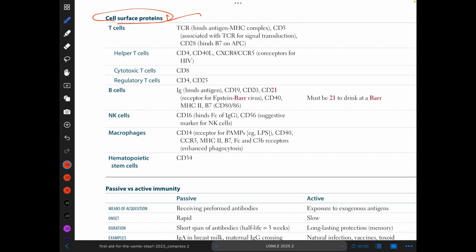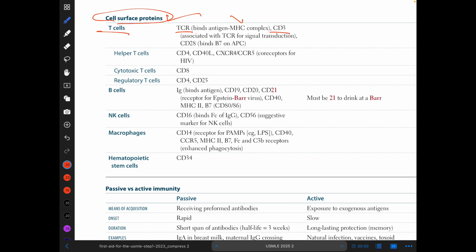Now we are going to start with the cell surface proteins. You already know about the previous chapter, where we discussed T cells, B cells, activation, and all the things. In that, there are some types of markers present. On the T cell, there is one important receptor, the T cell receptor, to bind the antigen-MHC complex.